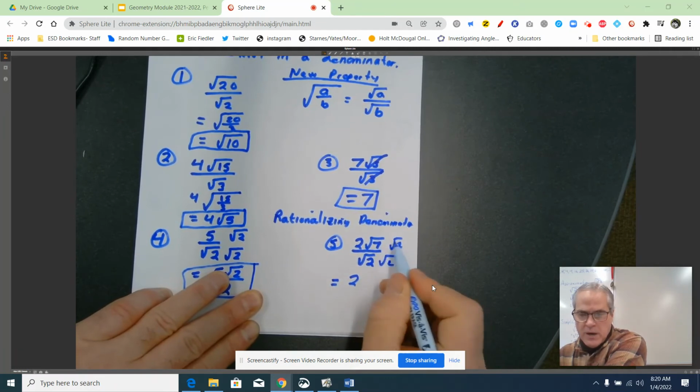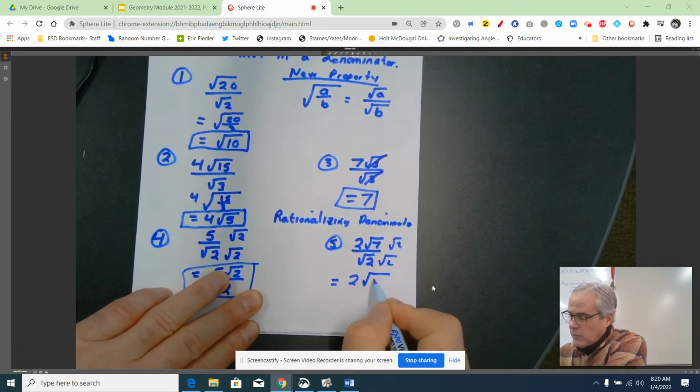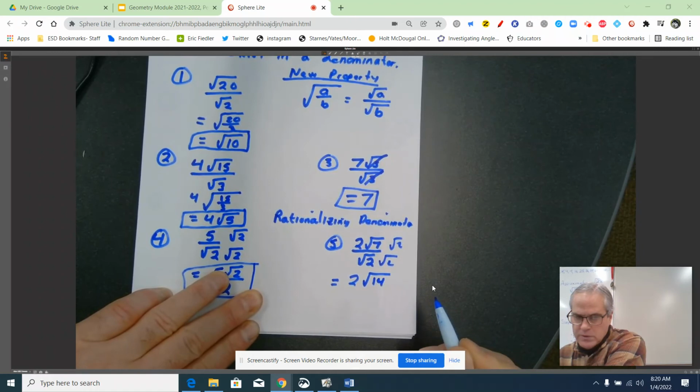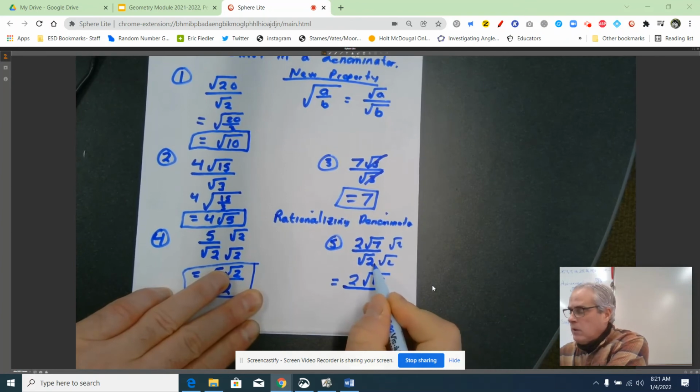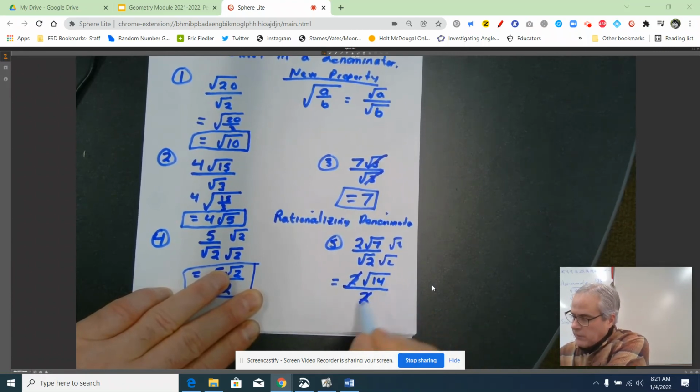Now I'm going to use that first property, and I get the square root of 14 because they both have square roots over it. I did that kind of quick. I hope I didn't lose you on where square root of 14 came from. Now down below, the square root of 2 times square root of 2, just regular old 2. These cancel. Are there any perfect squares that go into 14? The answer is no, other than 1. So my final answer is the square root of 14.